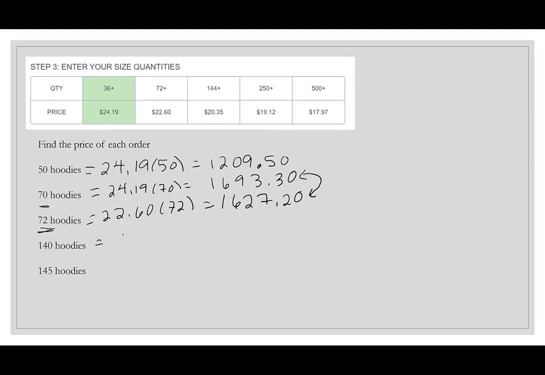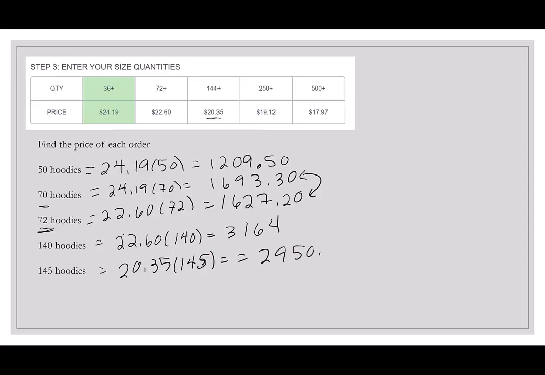All right, so let's see if that happens again. I picked 140. So 140 is still in the 72 plus, so we're paying $22.60 a piece. And we're ordering 140. That comes out to $3,164. But let's order 145. So 145 falls into the $20.35 a piece, times 145. And that gives us $2,950.75. So quite a big savings there.